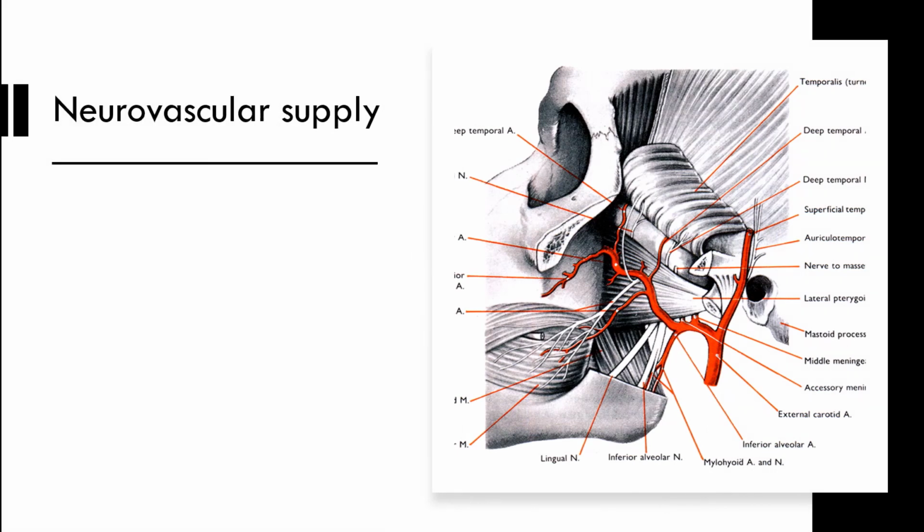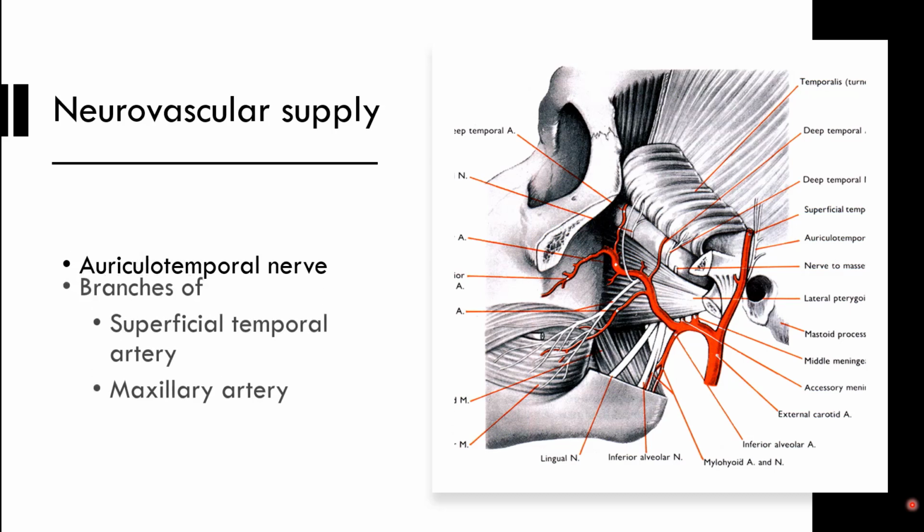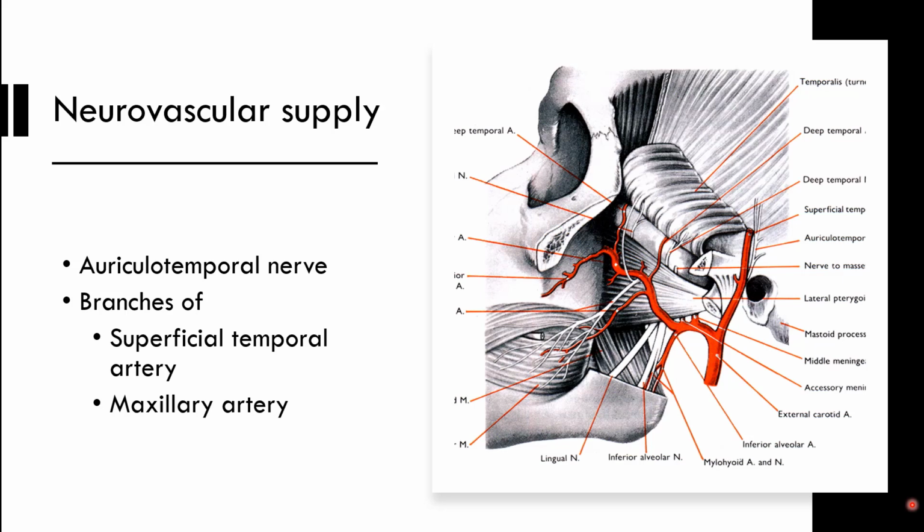Let us look at the neurovascular supply. The nerve supply is by the auriculotemporal nerve, which is here, which is a branch of the mandibular nerve, the sensory division of the mandibular nerve, and the blood supply is from branches of the superficial temporal artery and branches of the maxillary artery, which are terminal divisions of the external carotid artery, and venous drainage is into the pterygoid plexus of veins.